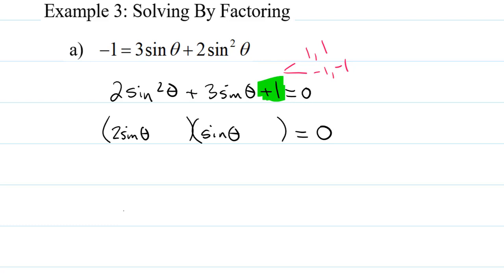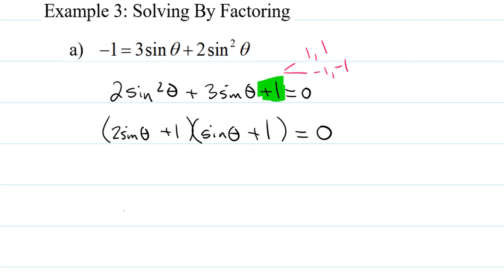How do I know which pair to use? Well, I'm glad you asked. We're going to look at our linear term, the plus 3 sine theta, and the sign of that gives me a clue right there. At this level, you should be okay with that. So that is going to factor into plus 1 and plus 1.